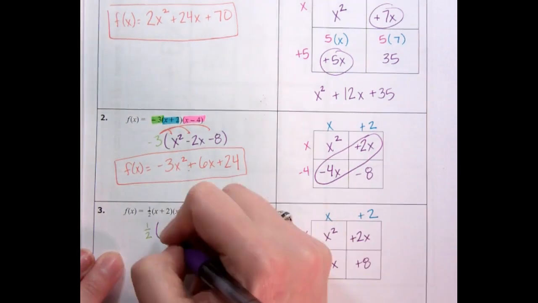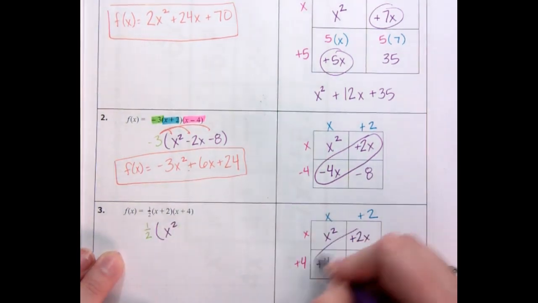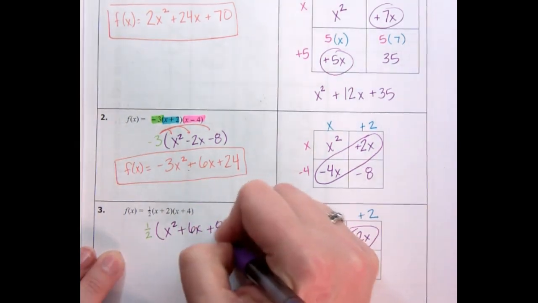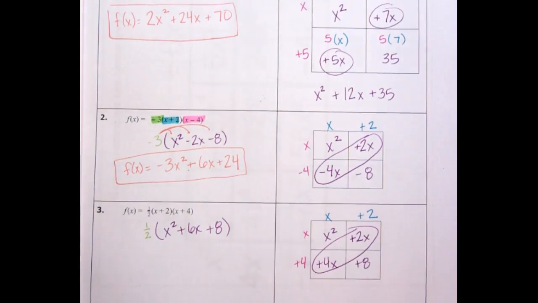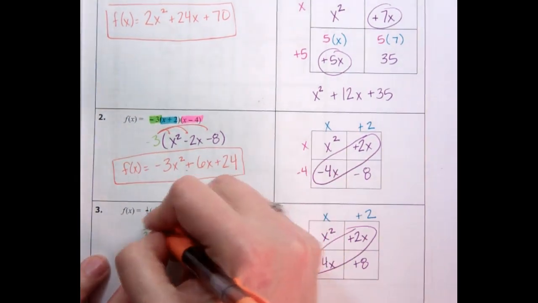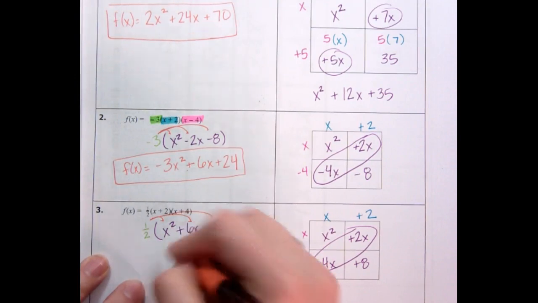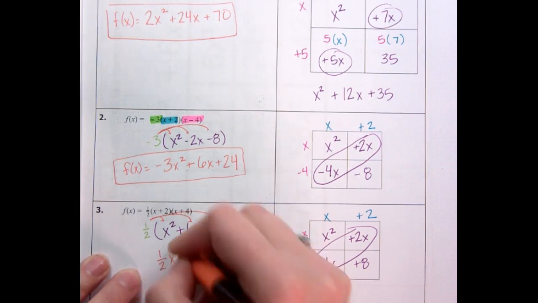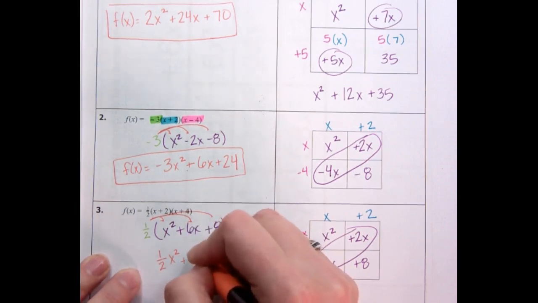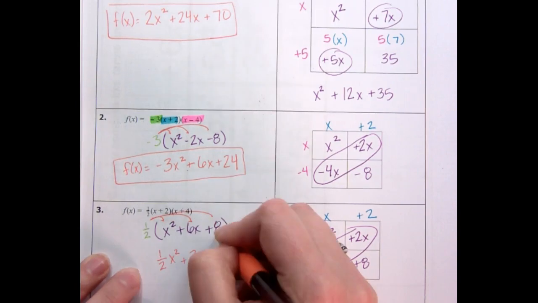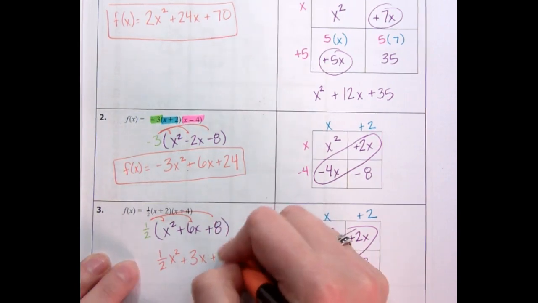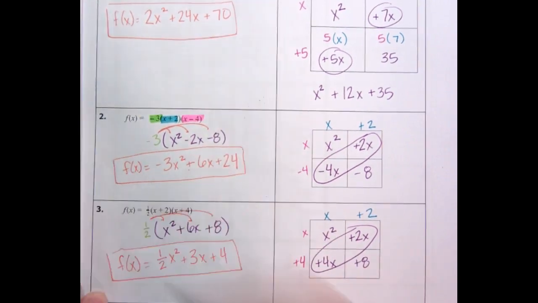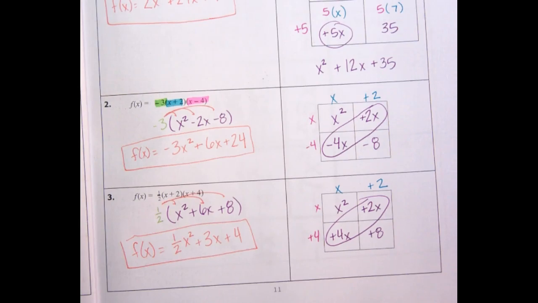and then I simplify. X squared is by itself. Combine that. Okay, and distribute. 1/2 x squared is 1/2 x squared. 1/2 of 6x, so half of 6 is 3. And half of 8 is 4. So that's how we do that.